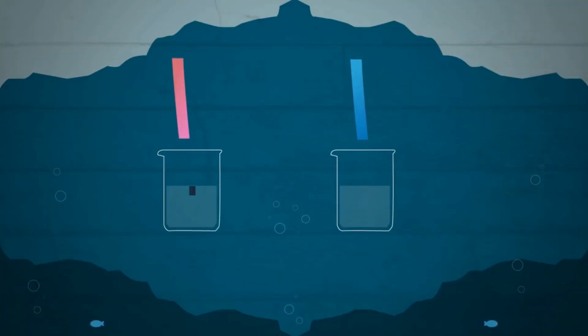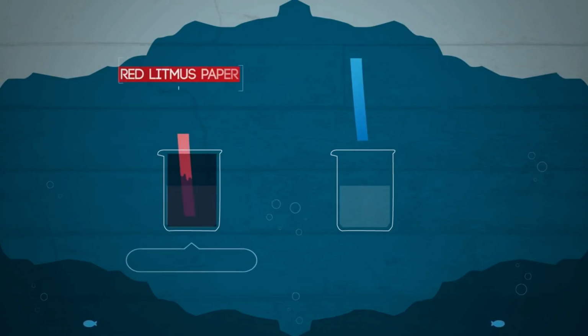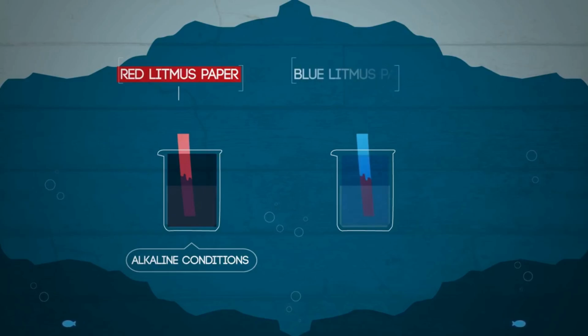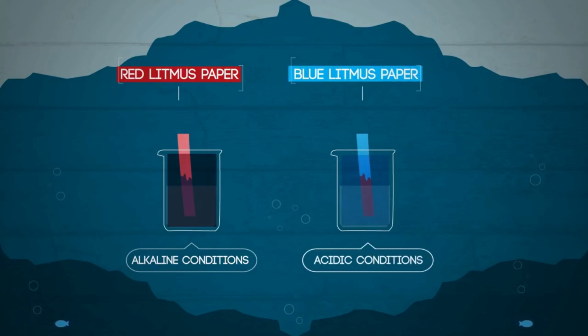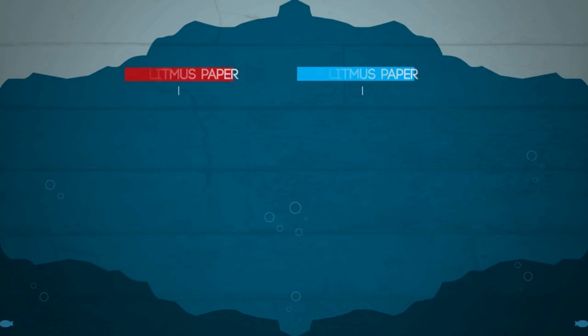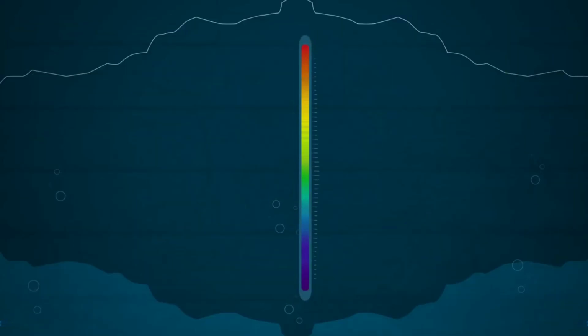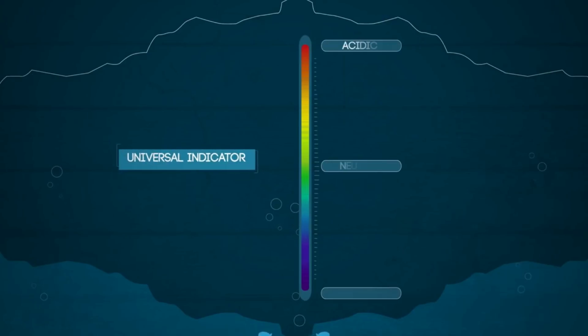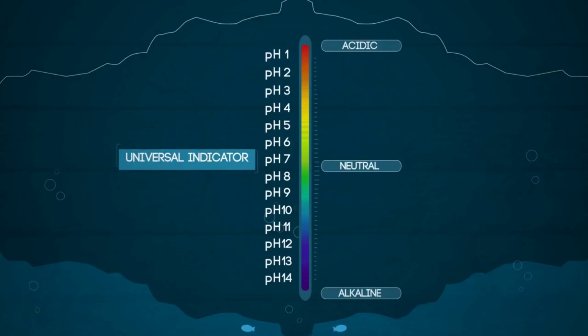Red litmus paper changes color from red to blue under alkaline conditions, but no change under acidic conditions. Blue litmus paper changes color from blue to red under acidic conditions, but no change under alkaline conditions. So just remember that red litmus paper changes color for alkalis, and blue litmus paper changes color for acids. However, litmus paper only tells us whether something is acid or alkali, but it does not tell us how acidic or alkaline a substance is. For this, we have the pH scale and a universal indicator.